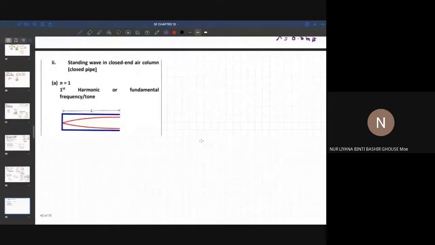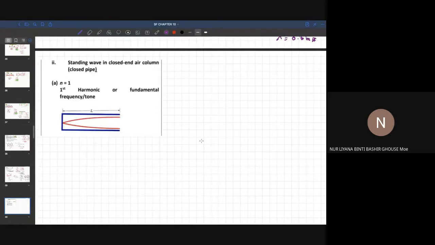Okay, just now we were talking about string. Now it is when it is an air column closed at one end. So this is our second case, which is a closed end air column. It means one end is closed and the other end is open.